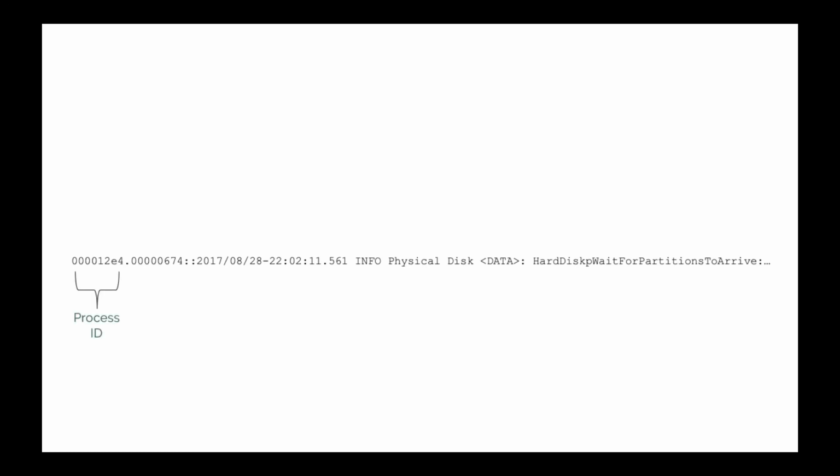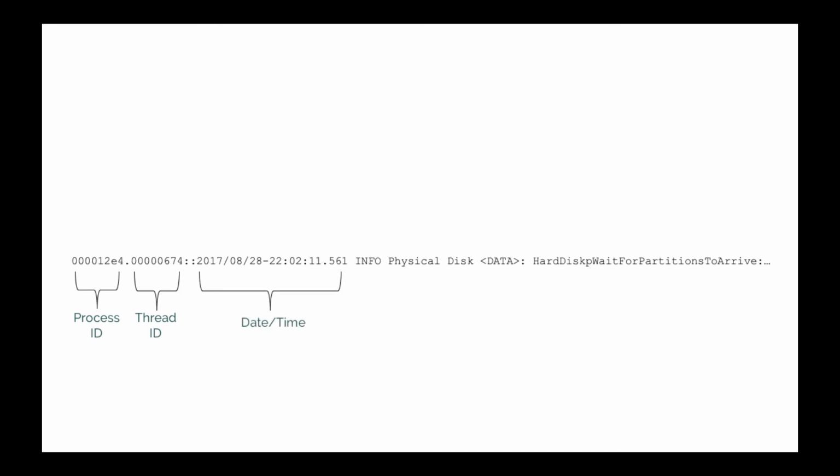You start off by looking at the first few characters before the dot, which is the process ID. This is the process that caused this event. It could be SQL Server. It could be any of the resources running on top of the failover cluster. The second one is the thread ID. The thread ID that could be a part of a single process that led to this particular event.